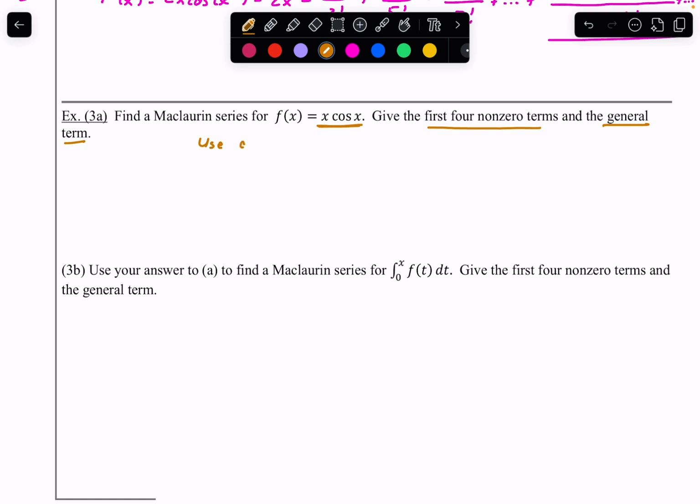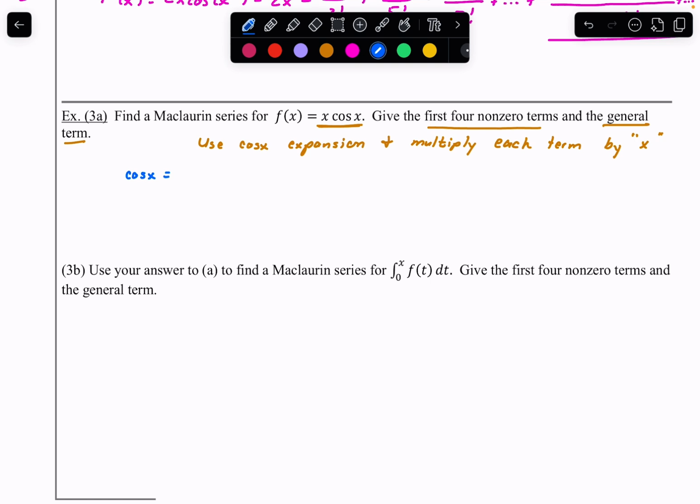We're going to use the cosine of x expansion and multiply. Remember, that's one of the manipulations that we can use. So we're going to multiply each term by x. So let's start by writing out the cosine of x expansion.